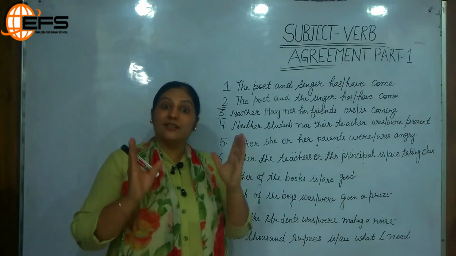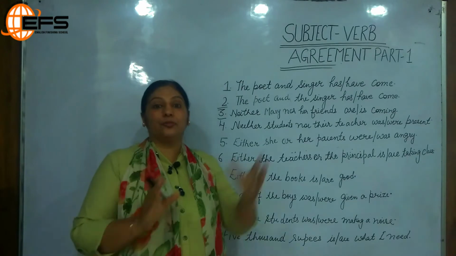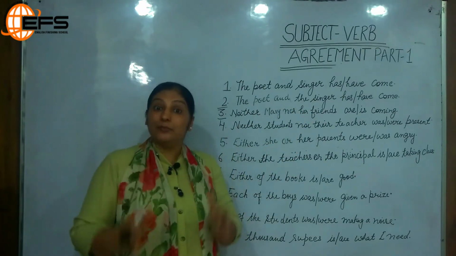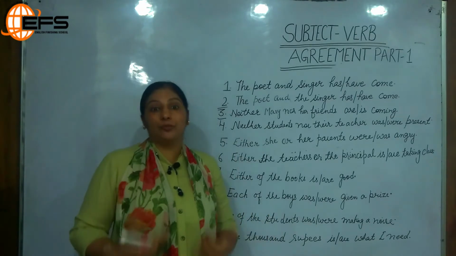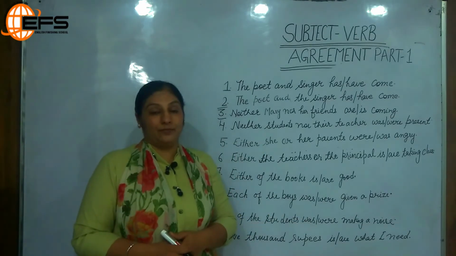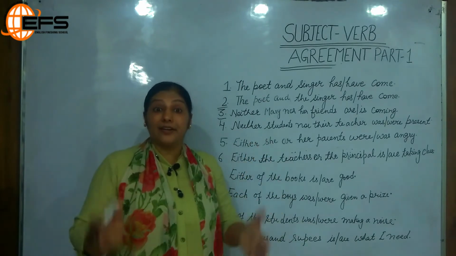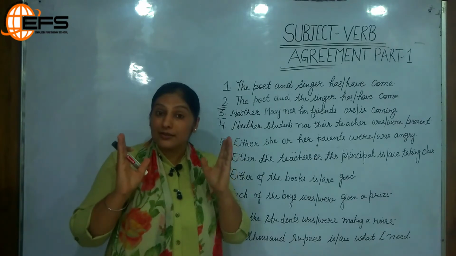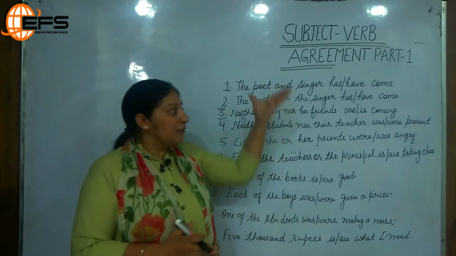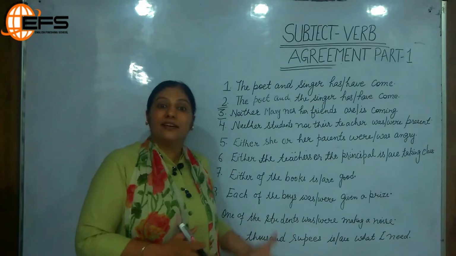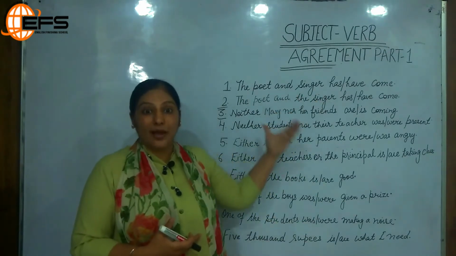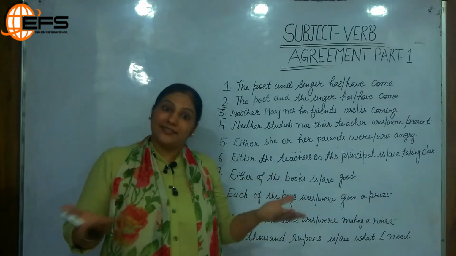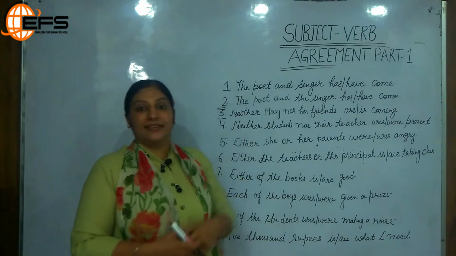If the subject is singular, the verb has to be in sync with that. The verb has to be singular. And if the subject is plural, then the verb has to be accordingly a plural verb. Now how do we identify a singular subject and how do we identify a plural subject in a sentence is a question which we will discuss in these sentences one by one. Each example stands for one rule of subject-verb agreement. So let's start.